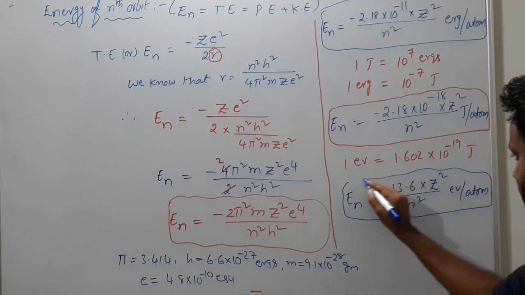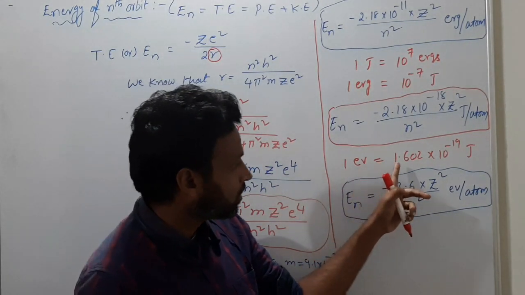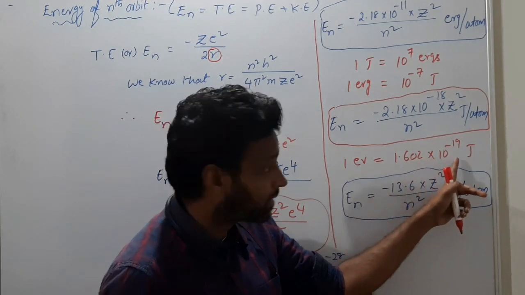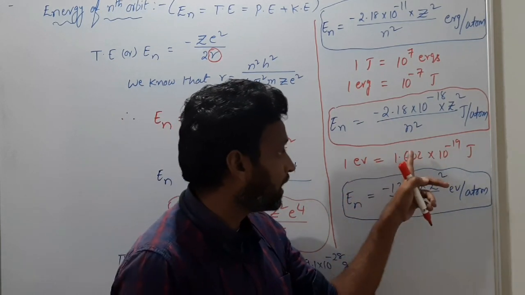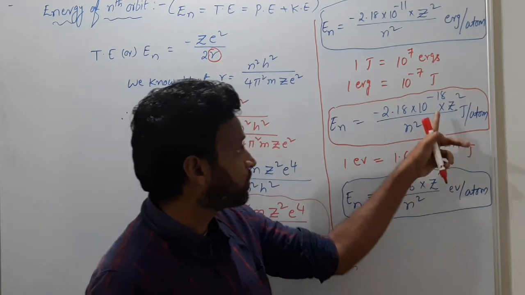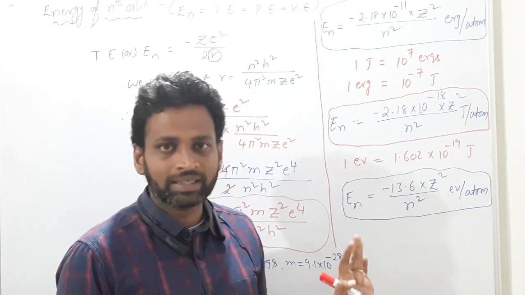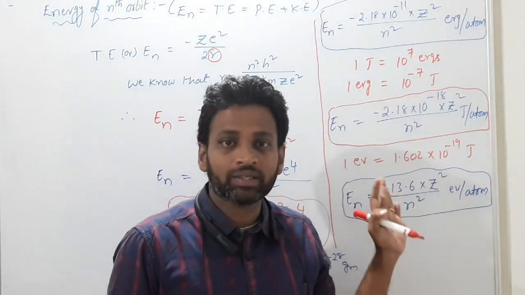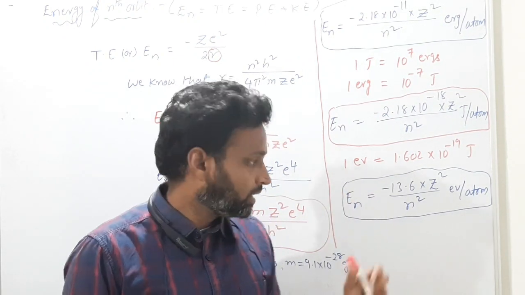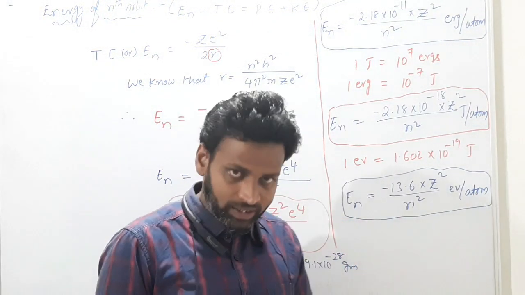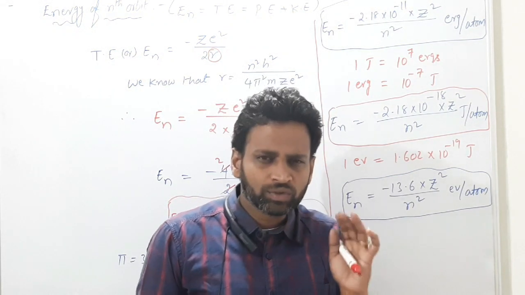Electron volt per atom. How do I get this formula? 1 electron volt is equal to 1.602 into 10 power minus 19 joules, so 1 joule is equal to 1 by 1.602 into 10 power minus 19. If you substitute here, then surely you will get this formula. Believe me, understand slowly, no problem, because these are very important. This energy formula and the radius formula, we will have some numericals. Previously, in this year's NEET exam, you had one question based on all this.